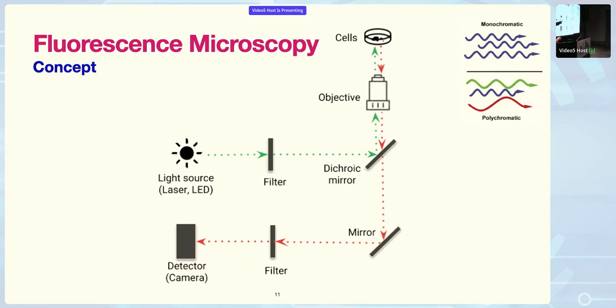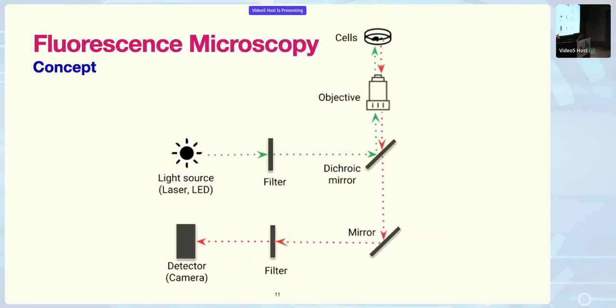It then goes to a dichroic mirror, and dichroic mirrors are a special kind of mirrors that reflect some wavelengths of light and let other wavelengths pass through. So if you follow the arrows, it is reflected by the dichroic mirror, goes through the objective to the cells. And if these cells were fluorescently labeled, they will start shining a different color. It's what I visualized by the red arrows.